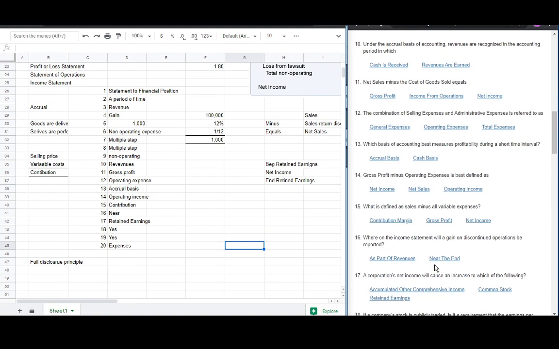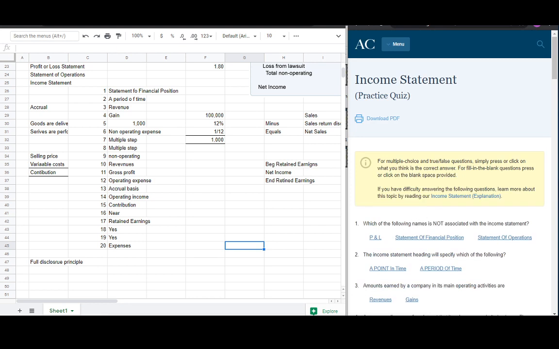So this ends our discussion here in the income statement.